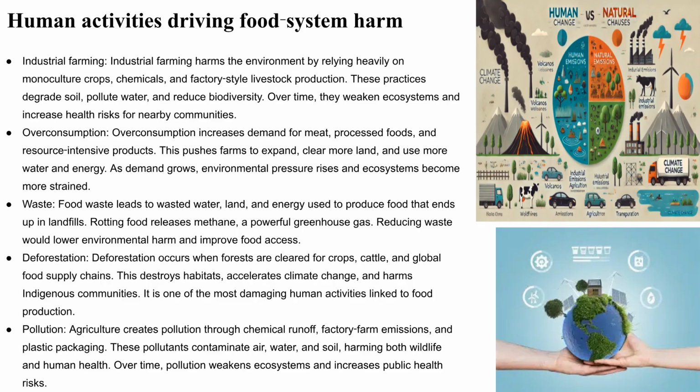Food waste increases methane emissions and wastes the resources used to grow food. Deforestation destroys habitats, accelerates climate change, and harms indigenous communities. And pollution from chemicals and factory farms harms both people and ecosystems. The key idea is that our actions directly shape the health of the food system and the environment.